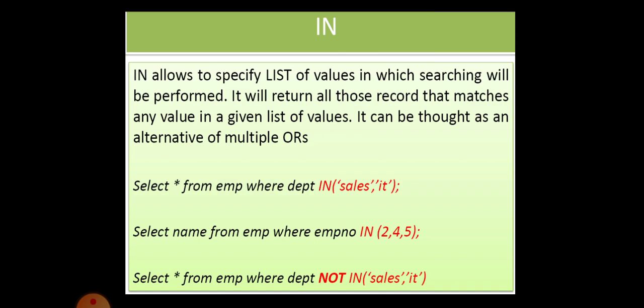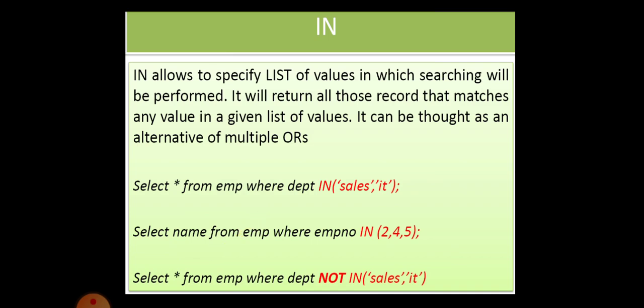So look at the first example where department in sales, IT. The compiler will choose the records of those who are in sales or in IT. Then the next one: select name from employee where employee number in. Here we are selecting only the name of the employee. So those employees who have the employee number as 2, 4, 5. So 2, 4, 5 is the given list. The compiler will search only those in the list 2, 4, 5, and it will retrieve the name.